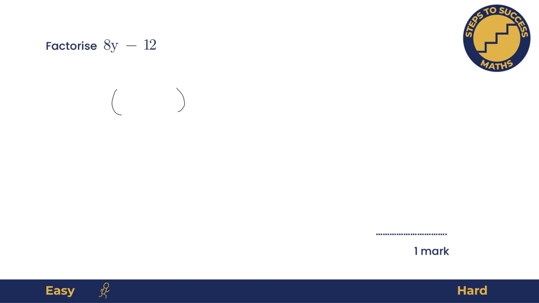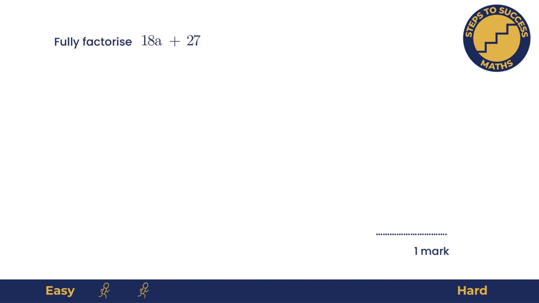So we're going to bring 4 outside. 4 times what makes 8? So it's 2 and we need a y. And then 4 times 3 will make 12 and this time it's negative. So we're going to put a negative in there. And now it's factorised.